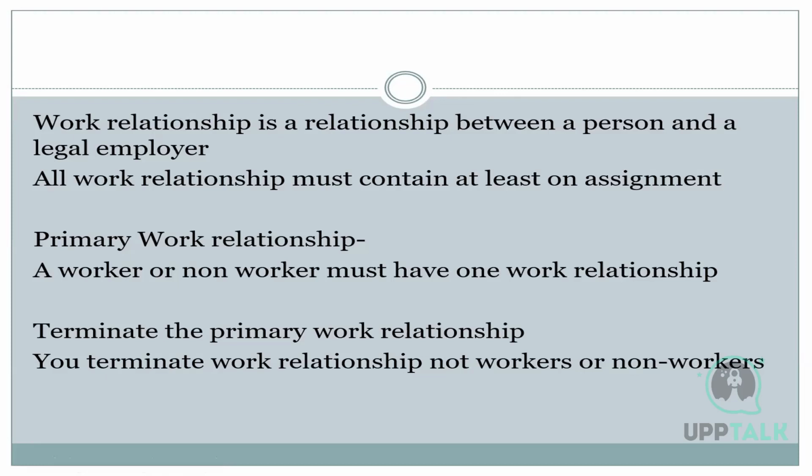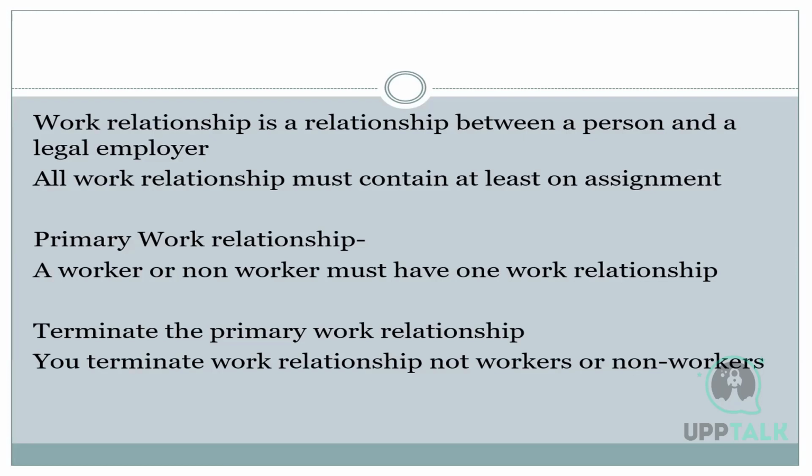Primary. So what is called primary work relationship? There can be one work relationship, there can be two work relationships. A primary work relationship: a worker and non-worker must have one work relationship. That means one assignment on which the person is working.